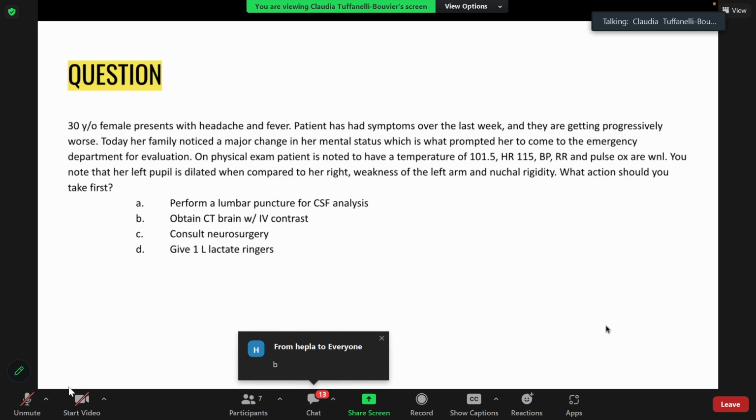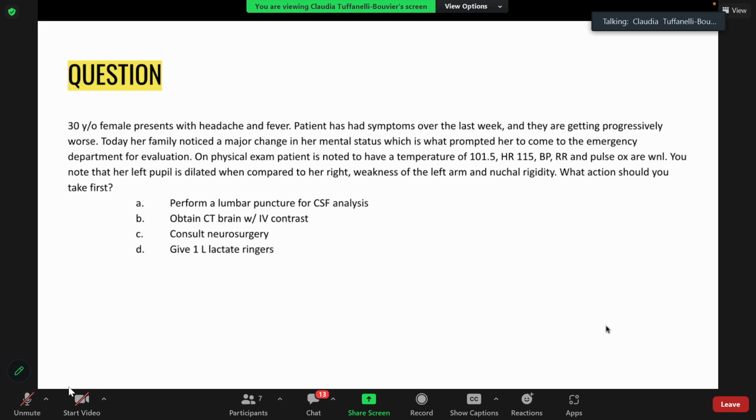So remember, this patient, let's focus on some of the important things. They have a headache and a fever and an altered mental status. So headache, fever, altered mental status. It could be kind of any of the things that we've talked about. But on physical exam, she also has a major neurological deficit. She has a pupil that's bigger on the left, and she has weakness on her left.